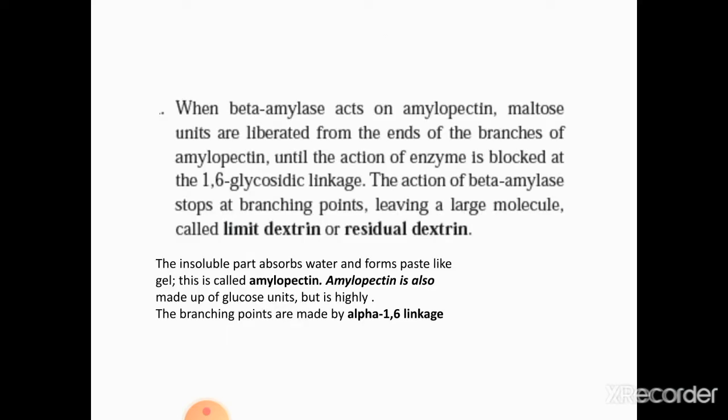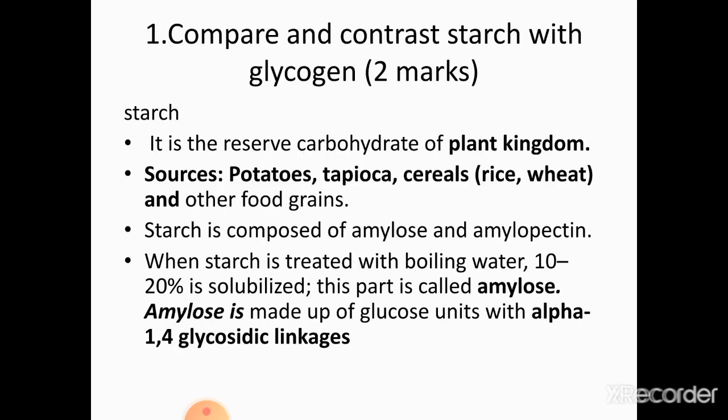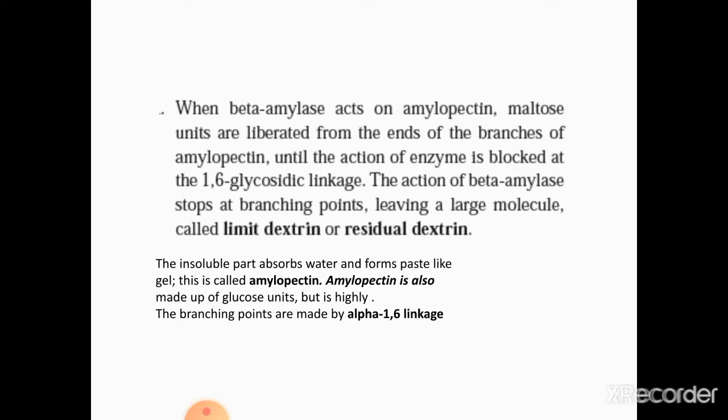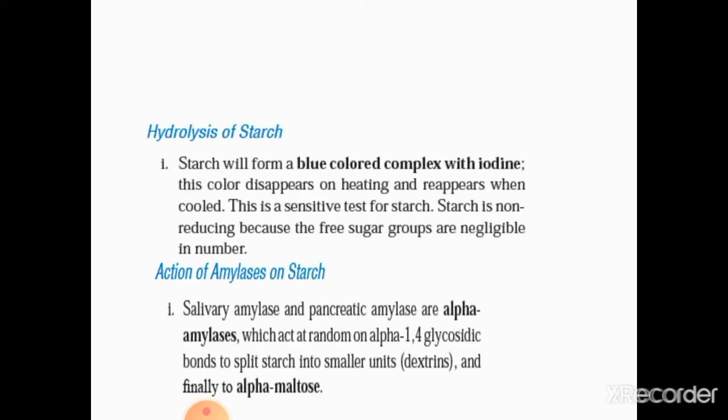And next, when beta amylase acts upon amylopectin, maltose units are liberated from the end branches of amylopectin until the action of enzymes is blocked at 1,6-glycosidic linkage. So the insoluble part absorbs water and forms a paste like gel, and this is called amylopectin. And amylopectin is also made up of glucose units, and it has alpha 1,6-glycosidic linkage. Then when starch is hydrolyzed, it forms a blue colored complex with iodine, and it disappears on heating and reappears with cooling.